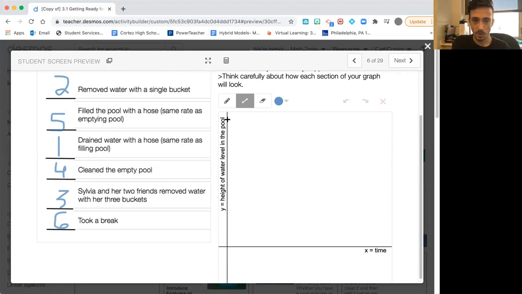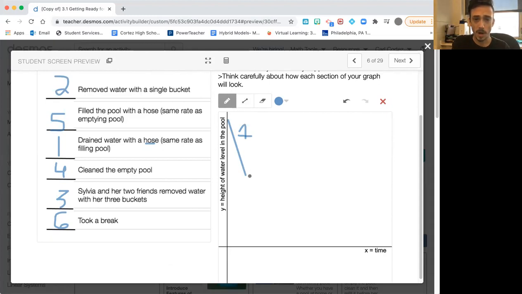So I'm going to show this starting point here, and I'm going to have this start to go down because if we're lucky, the hose works pretty well and does a pretty good job. So I'm going to say that this is the first activity with the hose draining the water.